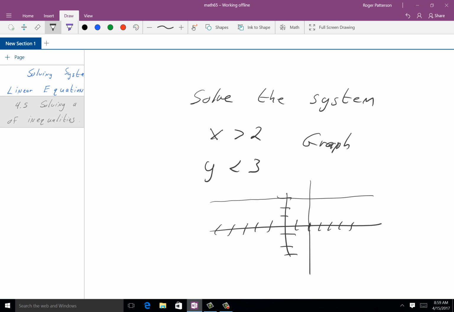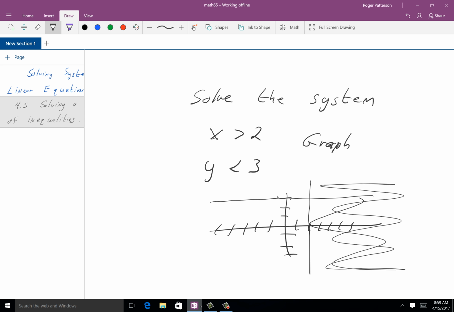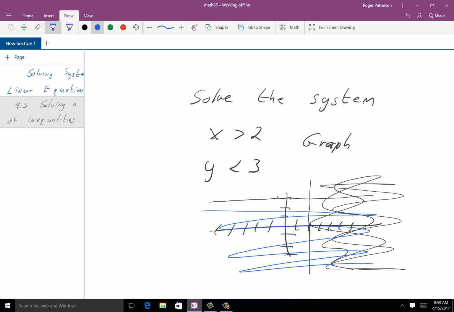So we want x is greater than 2, so that would be all the x's that are in this direction here. And y is less than 3 would be all the y's that are in here. Just like before when we said the answer is going to be the intersection, same thing's going to happen here. So the answer is going to be in this mess of blue and black. Wherever they overlap, that's where the answer is going to be.